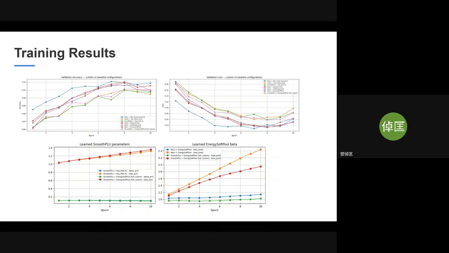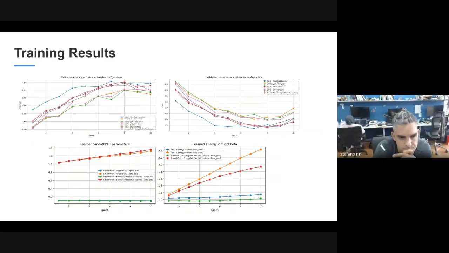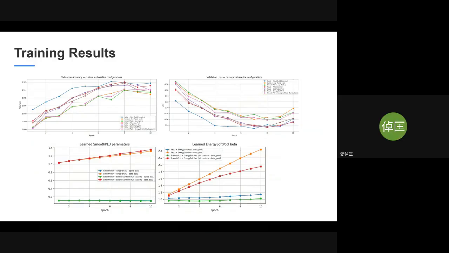So this is the training results and dynamics. The training curves highlight a trade-off. ReLU-based models converge quickly and reach lower loss values, but begin to show slight overfitting toward the final epochs. Smooth activations such as smooth PLU and Swish produce more stable and monotonic validation curves, although they converge more slowly. Gradient norms further support this observation. ReLU maintains higher gradient magnitudes, which accelerates learning. Smooth activations maintain lower gradients, leading to more stable updates.